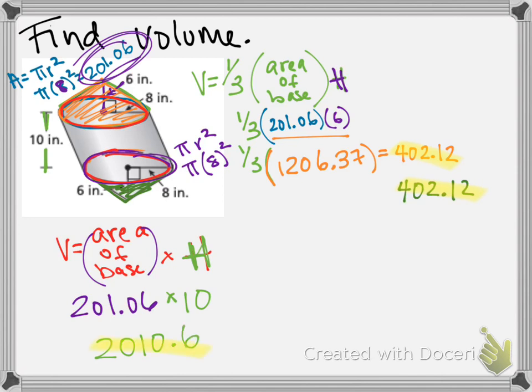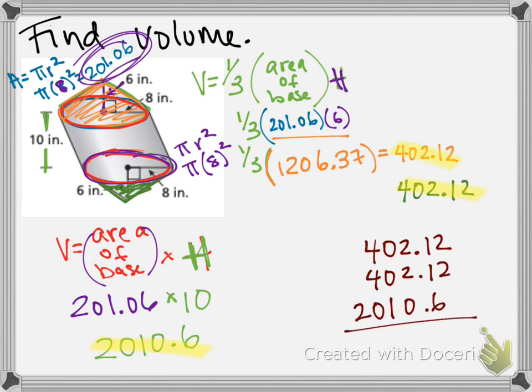We're going to add the 3 things that are highlighted. This represents the top cone, the bottom cone, and then the cylinder. So we're going to add 402.12, 402.12, and then 2010.6, which would be 2,814.84. And then, of course, this is volume, so inches cubed, because it is three-dimensional.